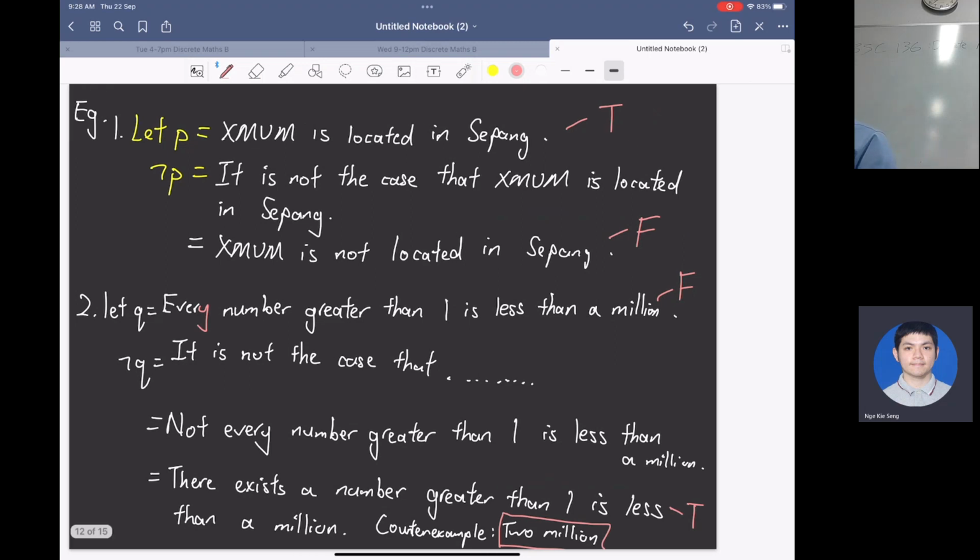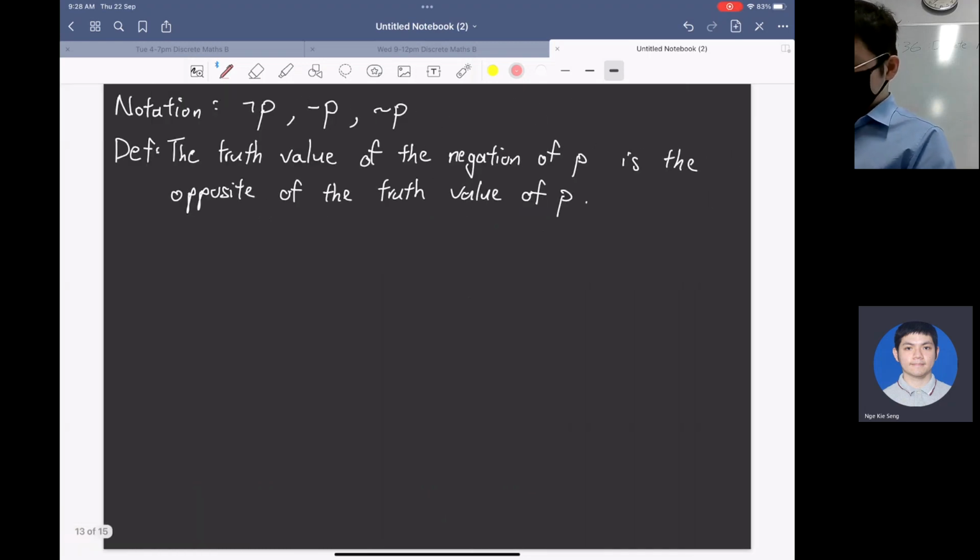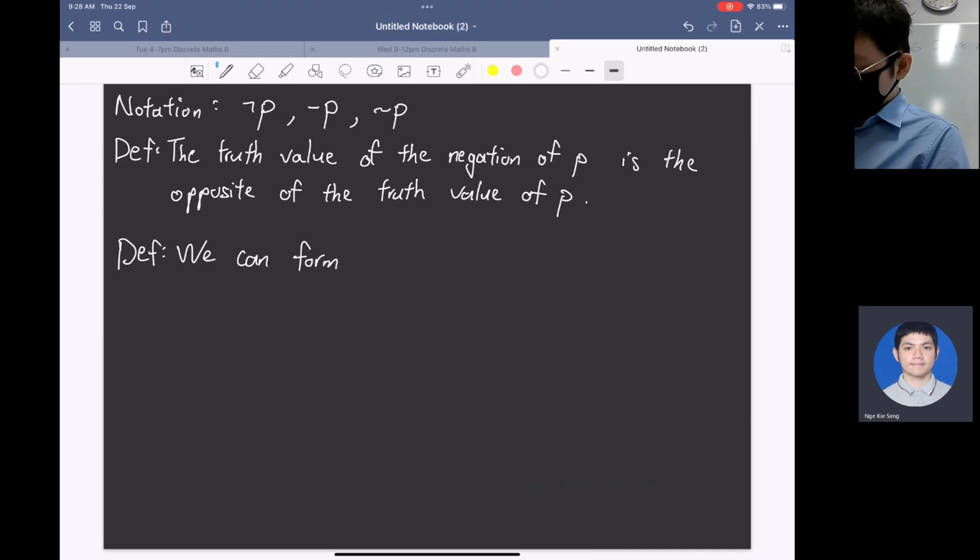Okay, so from here we can draw a truth table. What's a truth table? A truth table should include all the possibilities of the truth values of the proposition.